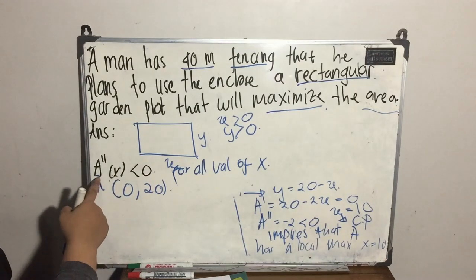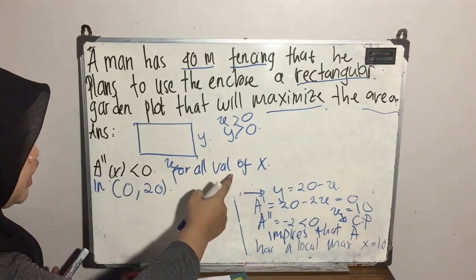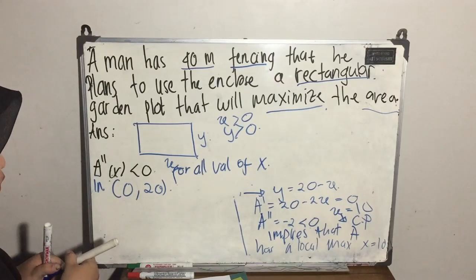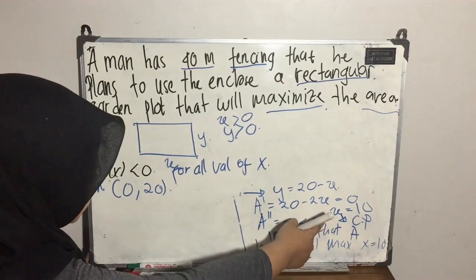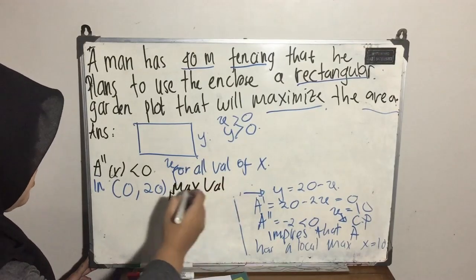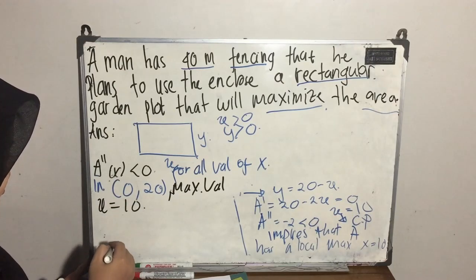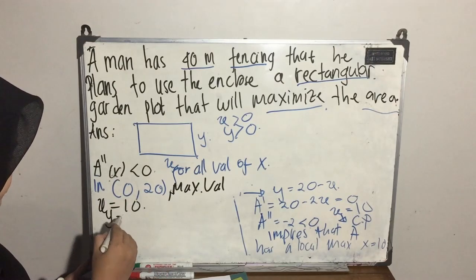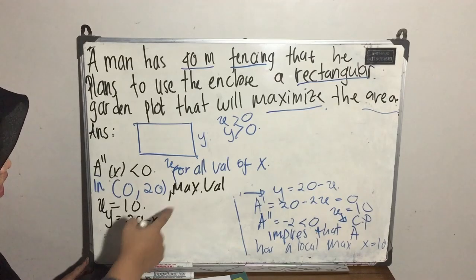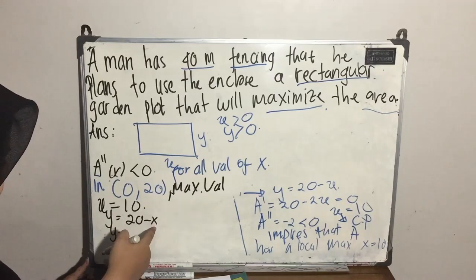Okay everyone, from here the second derivative of A is less than 0 for all values of x in (0, 20). So we know the maximum value occurs at x equals 10. And then we already know y equals 20 minus x. From where? This one from here. Okay, so you need to substitute the x from here.